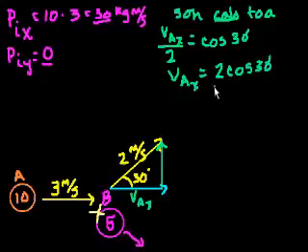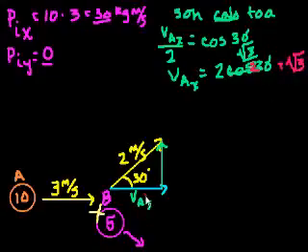And what's cosine of 30 degrees? All right, it's square root of 3 over 2. And square root of 3 over 2 times 2 is equal to square root of 3. So this is equal to the square root of 3 meters per second.